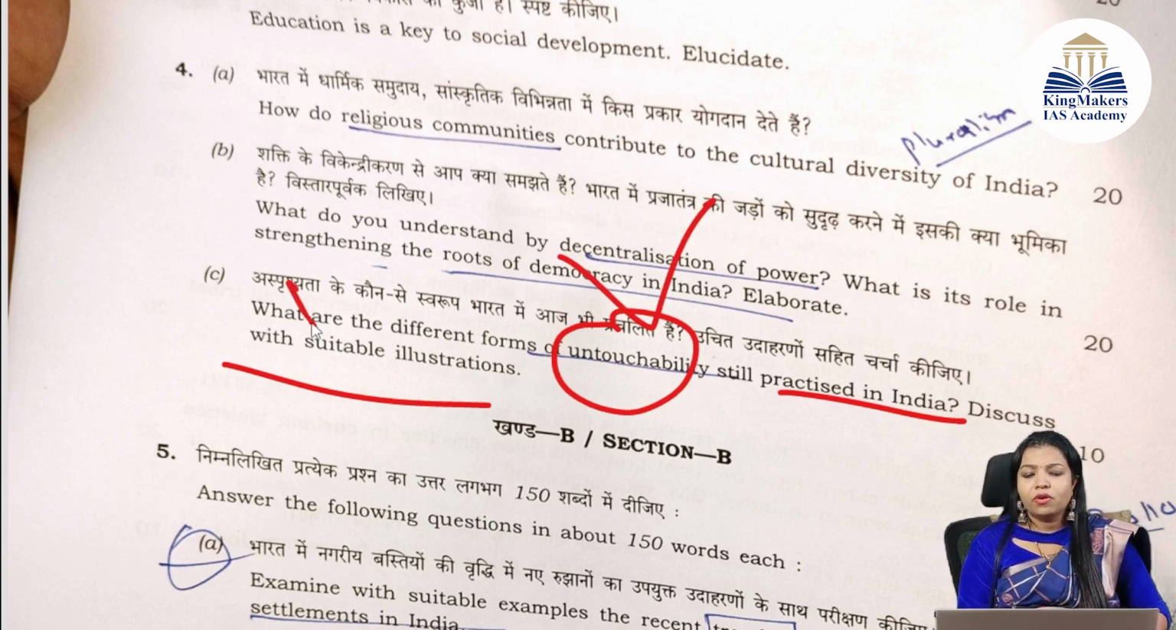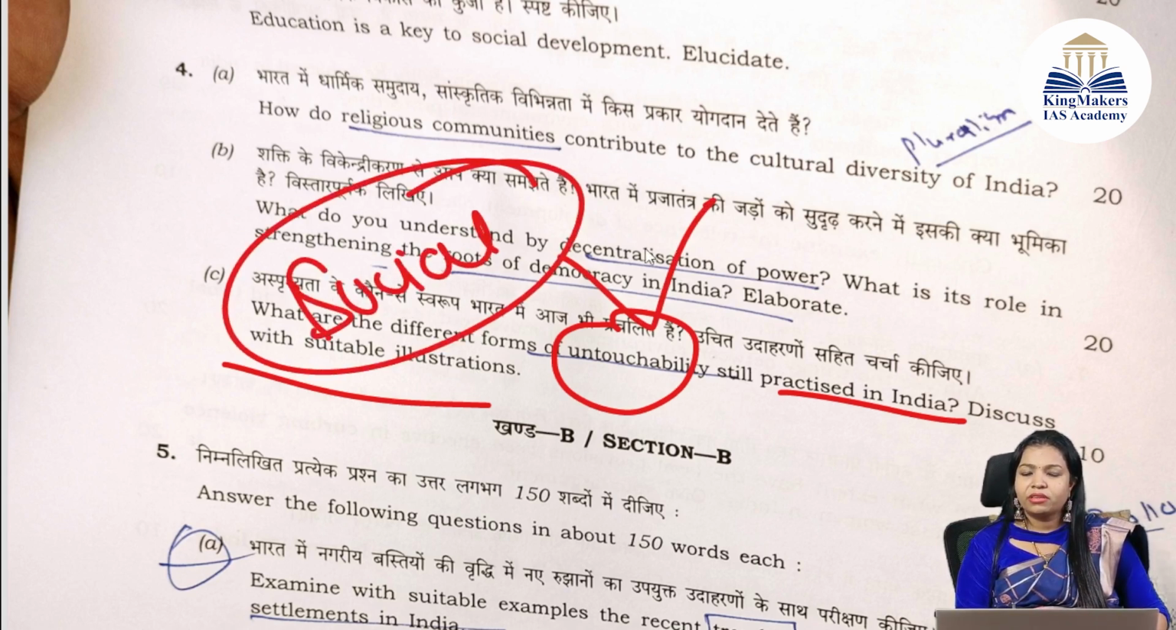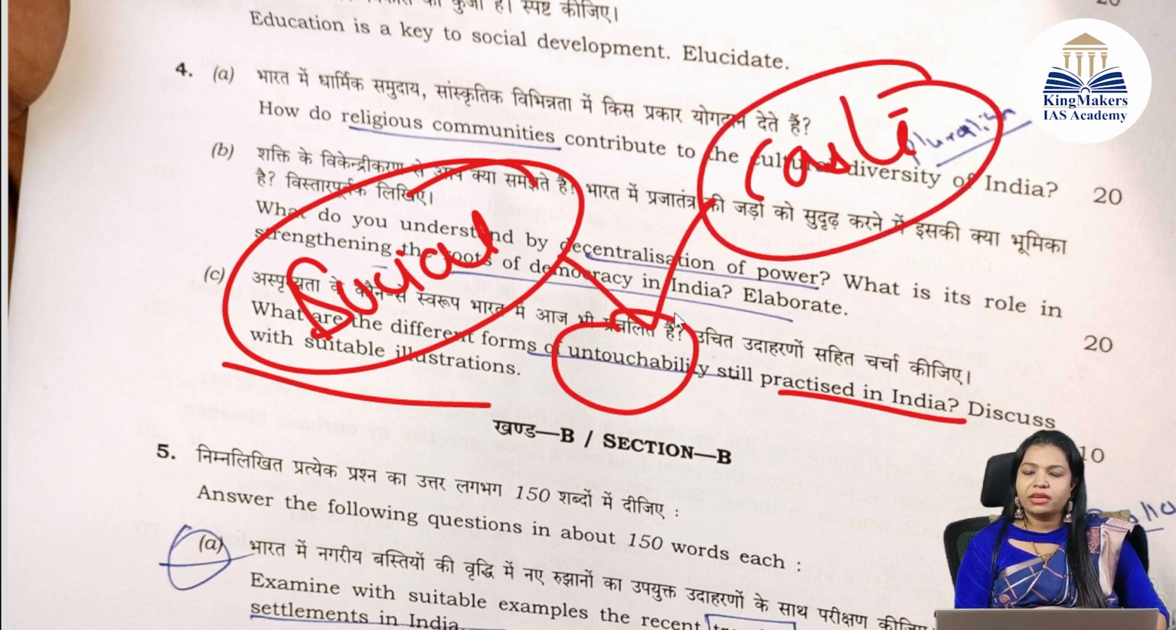You can say the forms are there. From the social angle, manual scavenging you can add here, as a form of untouchability still prevalent in India. Social angles like the caste system. Still it is not functional everywhere. Discuss with suitable illustrations.